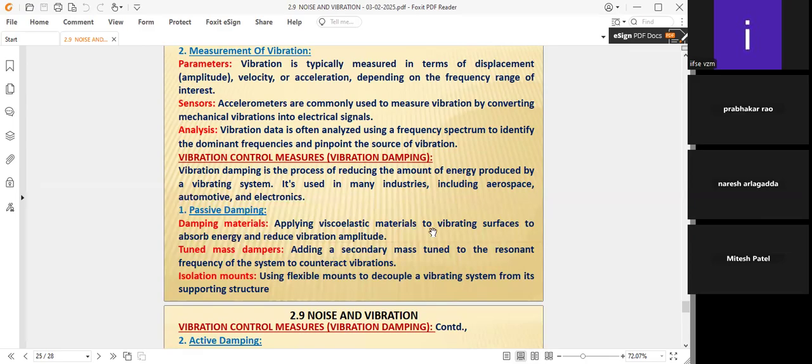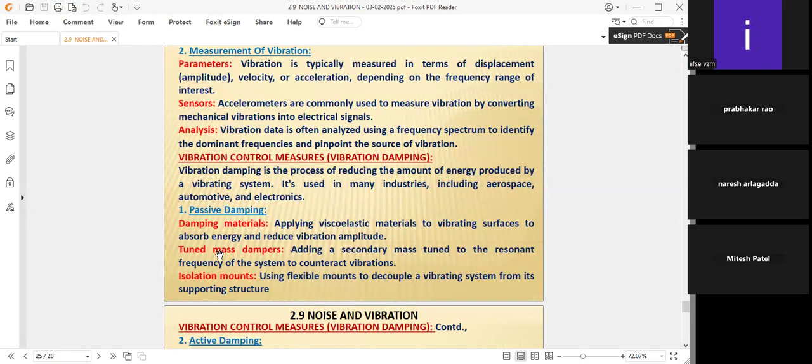Viscoelastic materials, what are they? Applied to vibrating surfaces, they absorb energy and reduce the vibration amplitude. Passive means that where noise damping is there, we can only reduce the impact by providing materials like viscoelastic materials.